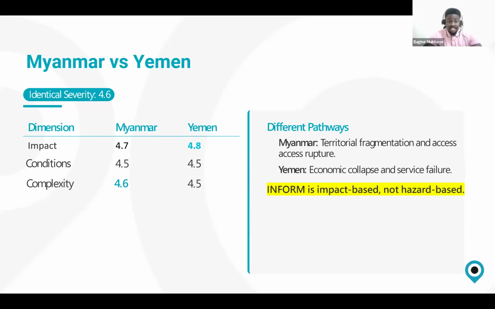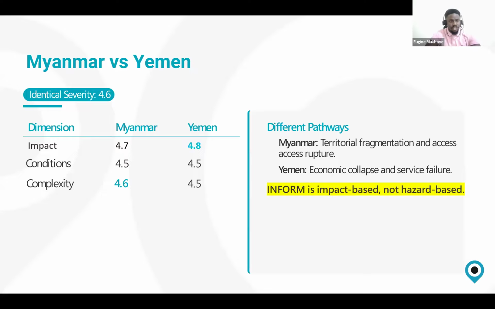Yet, when we look at the INFORM Severity Index, these crises are different when you look at them on paper. Yet, the INFORM Severity Index scores both crises the same. This is because the INFORM Severity Index is impact based rather than hazard or vulnerability based. In other words, the model does not categorize a crisis based on what caused it, for example, whether the trigger was conflict, economic collapse, climate shocks, or maybe governance failures. Instead, the INFORM Severity Index measures the humanitarian consequences of those events.